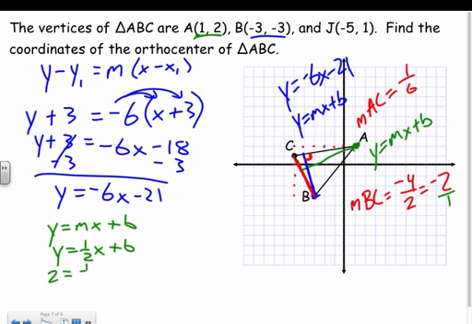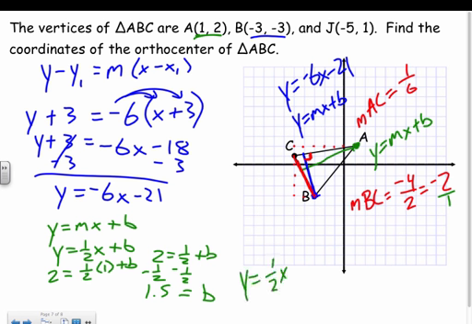So 2 equals 1/2 times 1 plus b, which is 2 equals 1/2 plus b. Subtract my 1/2 from both sides. So b equals 1.5. That's okay. So my equation for the green one is y equals, we said 1/2 for the slope, x plus 1.5. I'm going to go write that up here. y equals 1/2 x plus 1.5.